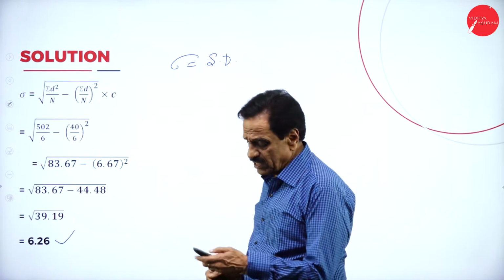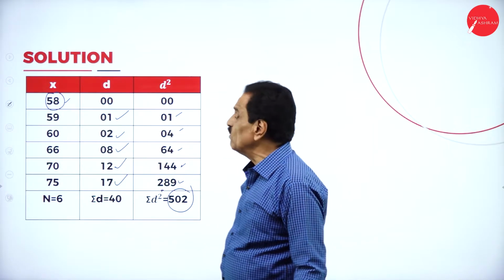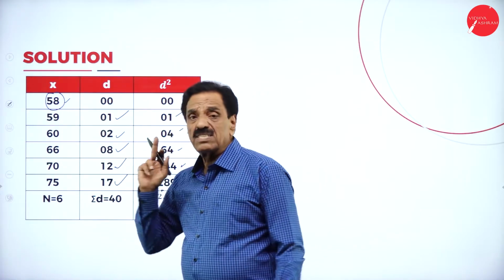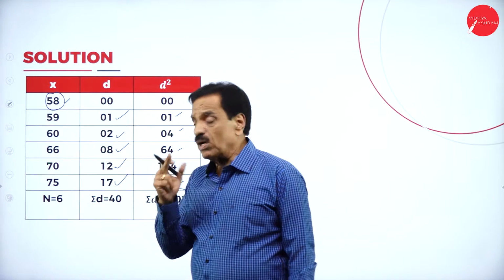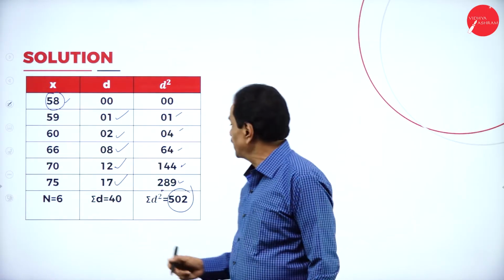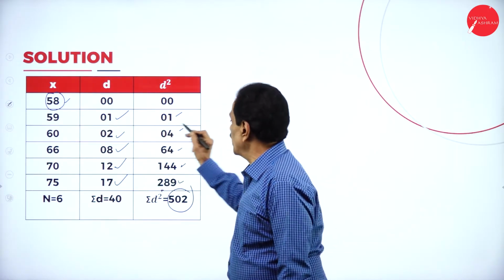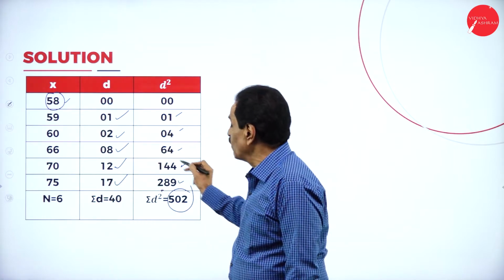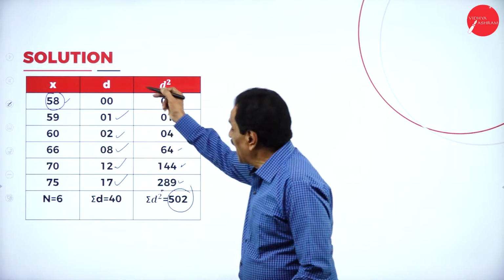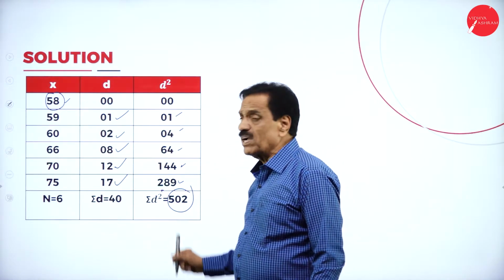First, what are the steps to be followed here? I took 58 as the standard, 0. 59, 1 more. 60, 2 more. 66, 8 more. 70, 12 more. 75, 17 more. Total how much will come? 40. Square of this number: 1 square is 1, 2 square is 4, 8 square is 64, 12 square is 144, 17 square is 289. Add the figures. Sigma d is 40, then sigma d square is 502.